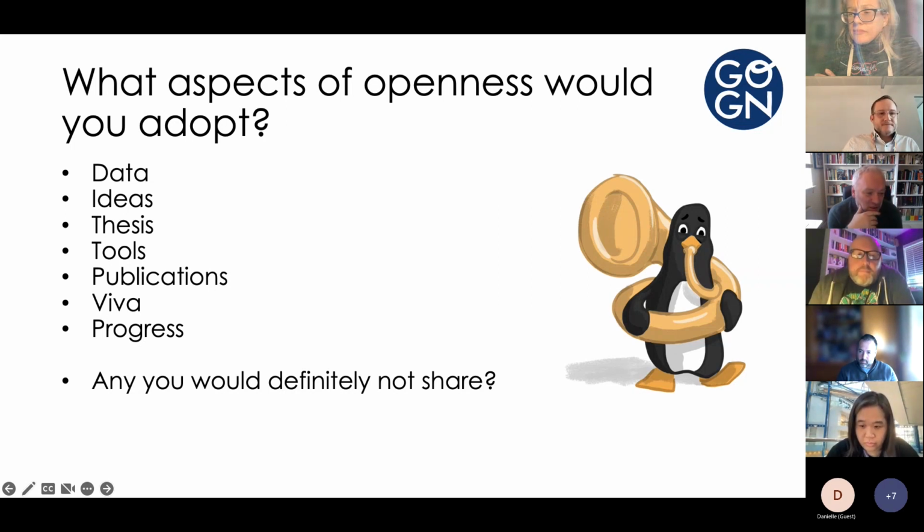I saw Liam said he wouldn't feel comfortable about live streaming his Viva, and I think lots of people would agree with that. I think lots of universities wouldn't let you live stream it. But I've seen people do it. And one of our members, Gabby Whithouse, is really trying to open up the PhD process and the thesis process. But I'm interested if there are areas people feel less comfortable with.